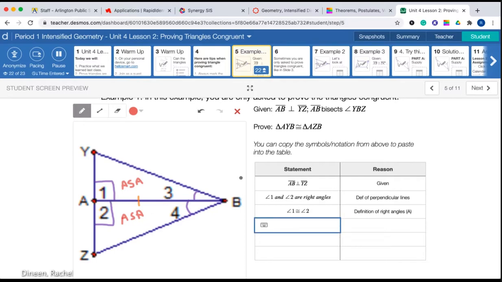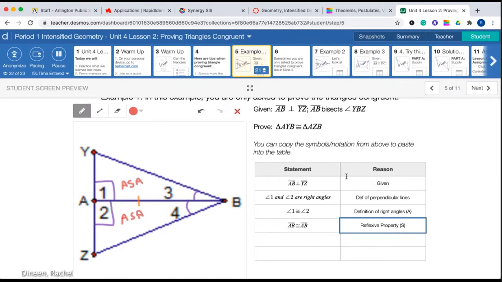So side, I know that segment AB is congruent, I'm just copying and pasting, to segment AB, and that was said the reflexive property. Abby, or was it Ava? I forgot to go back to you. I'm sorry, I forgot. All right, and that is my side. So angle, side, and now angle.